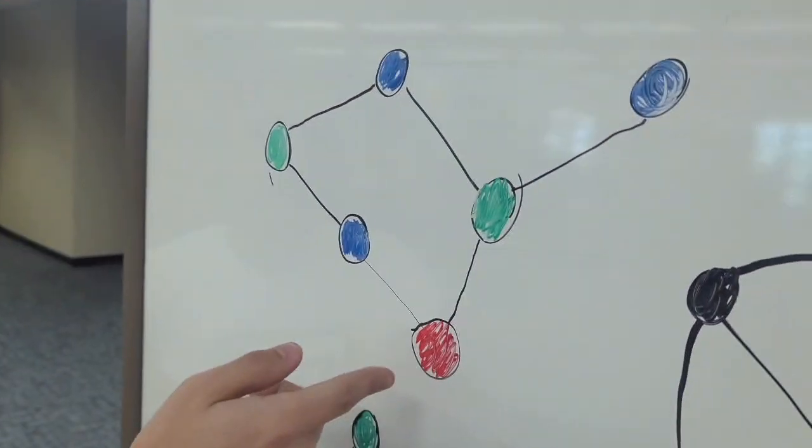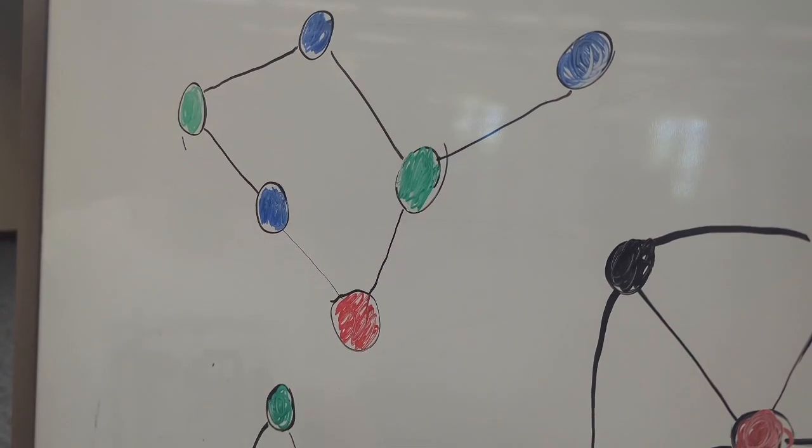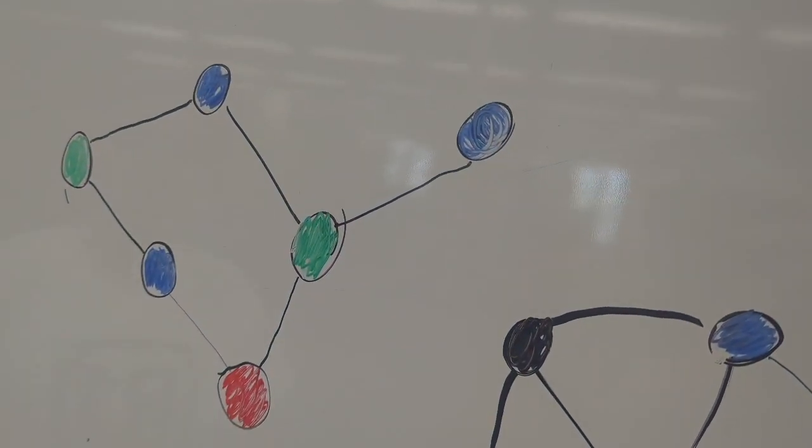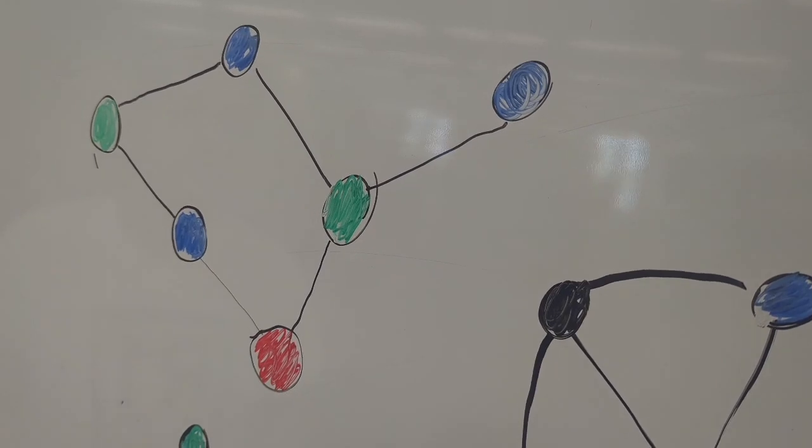It can't be blue because it's touching blue, so it has to be a new color. And this side color can be blue because it's not touching blue. It could be red, but for simplicity's sake, we're going to keep it as blue.